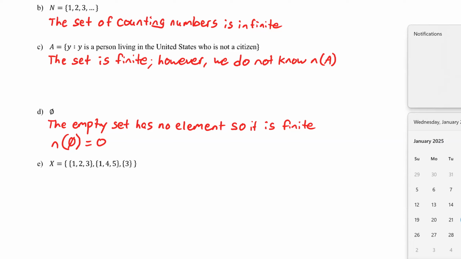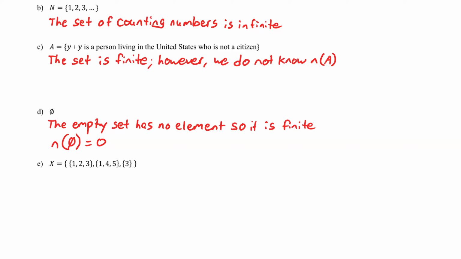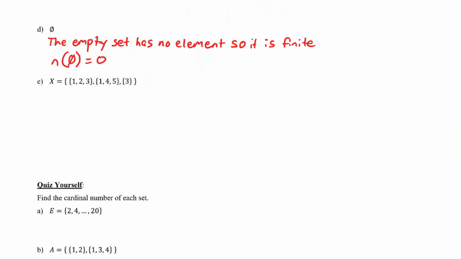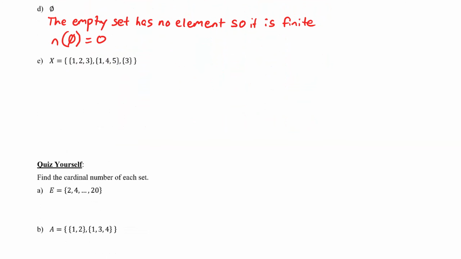Okay, and then the last example we have right here before y'all have a few to try on your own is the set X. And the set X is a set that has 3 sets inside of it. So we can think of each of these sets as their own object. So the set X contains 3 objects.